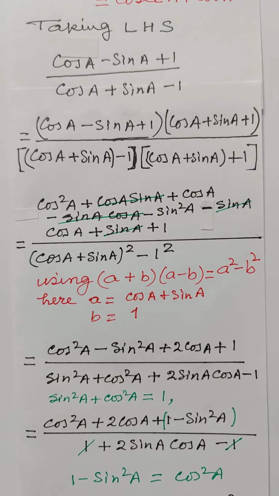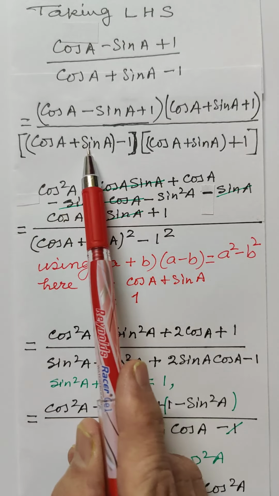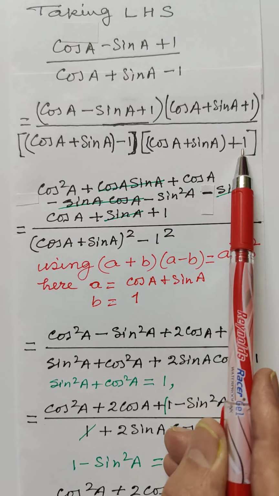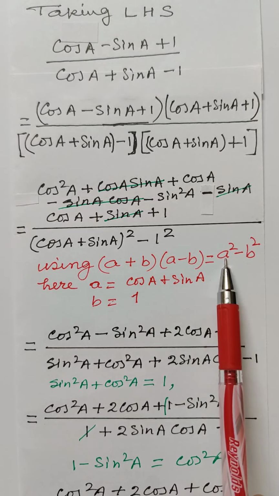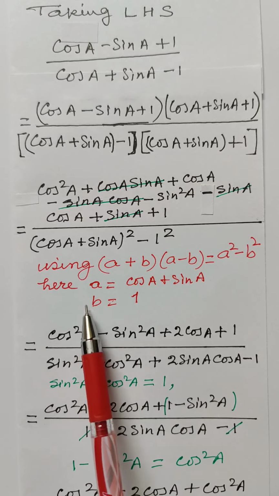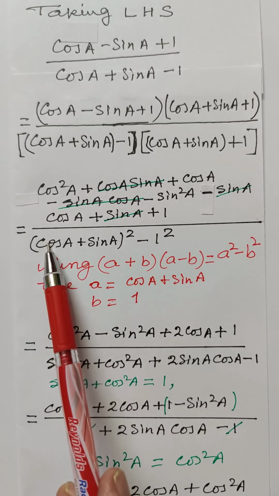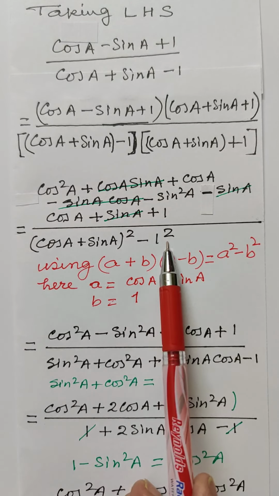And in denominator, as I told you, this is A and this is B, this is A and this is B. So using this formula, (A plus B) into (A minus B) is equal to A square minus B square, where A is cos A plus sin A, B is 1. That will become in denominator (cos A plus sin A) whole square minus 1 whole square.